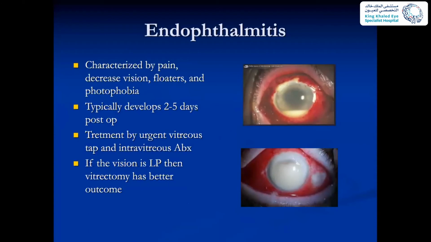In endophthalmitis, there can be a lecture or more about this topic, but classically, the patient comes with pain, decreased vision, floaters, and photophobia. Typically, the patient comes postoperatively without symptoms or signs, but afterward, in a period of 2 to 5 days, things escalate very quickly, and the patient will have a profound decrease in vision, redness, pain, and lid swelling. It has to be treated by urgent vitreous tap and intravitreal antibiotic, unless the vision is very poor, at the level of light perception, where the patient might need vitrectomy for a better outcome.